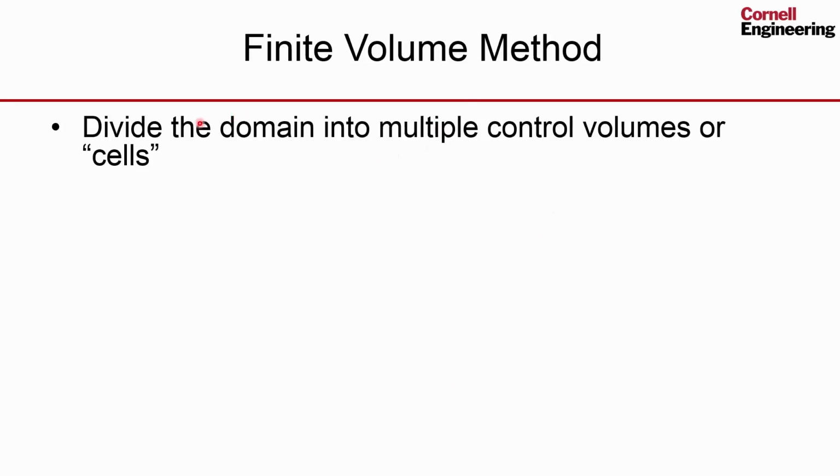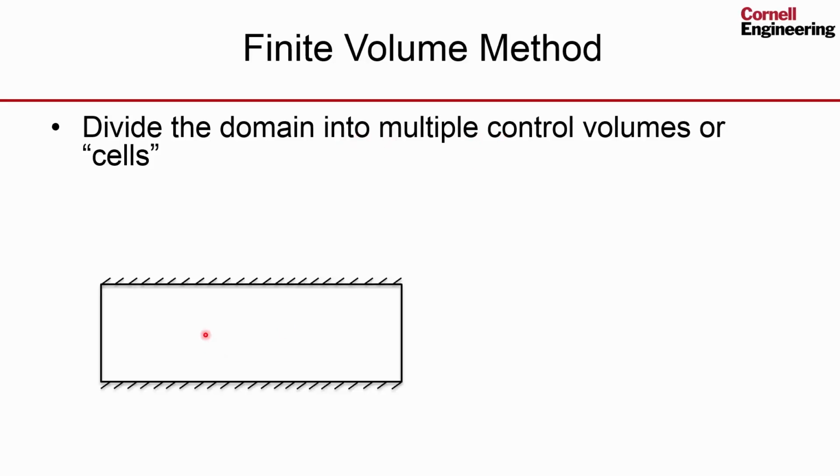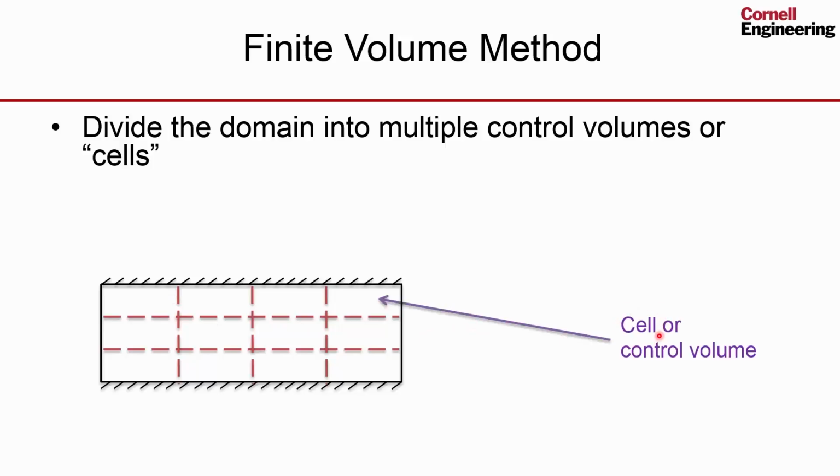The first step is to divide the domain into multiple control volumes or cells. So you take the domain that you have, the solution domain, and you divide it into little chunks, and each one of these is called a cell in the finite volume method. In the finite element method, these are called elements. So cells versus elements, it's essentially referring to the same entity. It's a different terminology. We will use each of these as a control volume, as we will see in just a little bit.